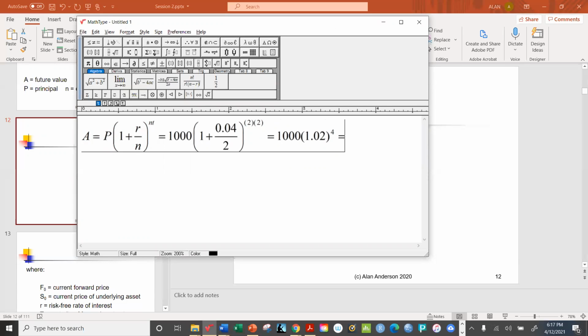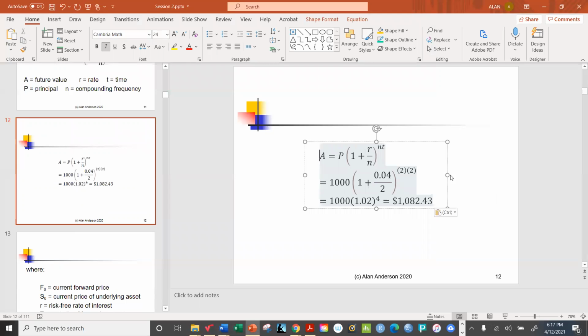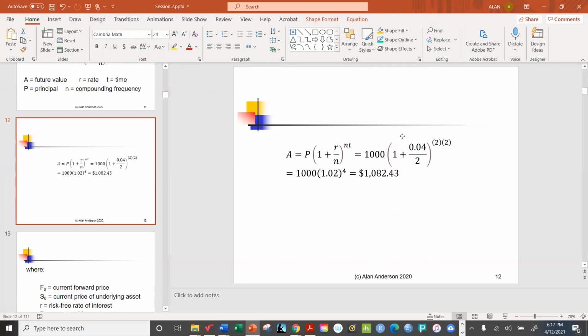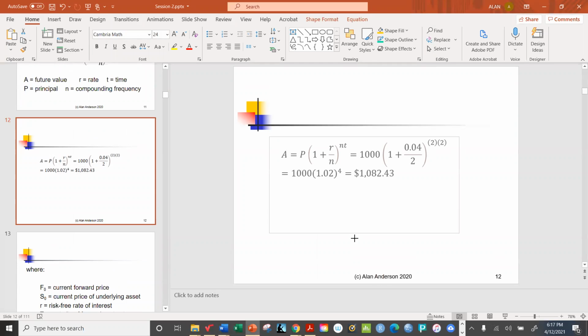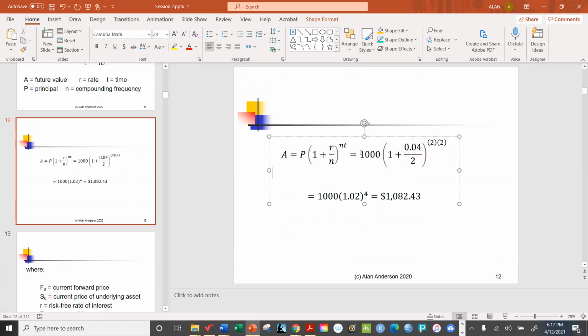And guess what? When you plug those numbers into your calculator, you get the same thing we found. When you round to dollars and cents, $1,082.43. So that formula saved us a lot of grief compared to all the work we had to do before. This is what you would do to calculate this directly without going through all those steps.